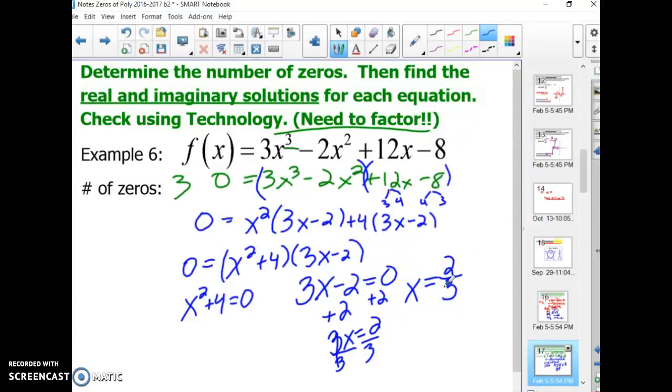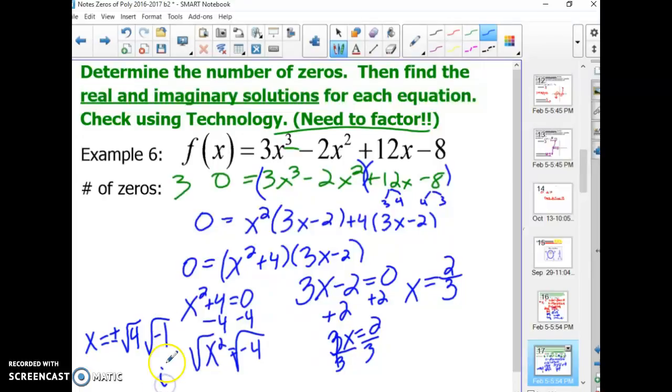So when I come over here to solve this x squared plus 4, I subtract 4 from both sides, so I get x squared is equal to negative 4. When I square root both sides, I need to remember that I have a plus or a minus. I have a square root of 4, and I have a square root of a negative 1. That negative 1 is an i value. And the square root of 4 is a whole number, so if I use a calculator, the square root of 4 is 2, then I'm going to have a plus 2i and a minus 2i.